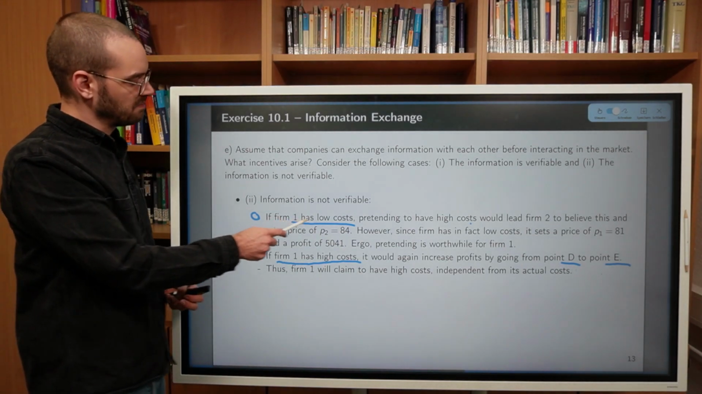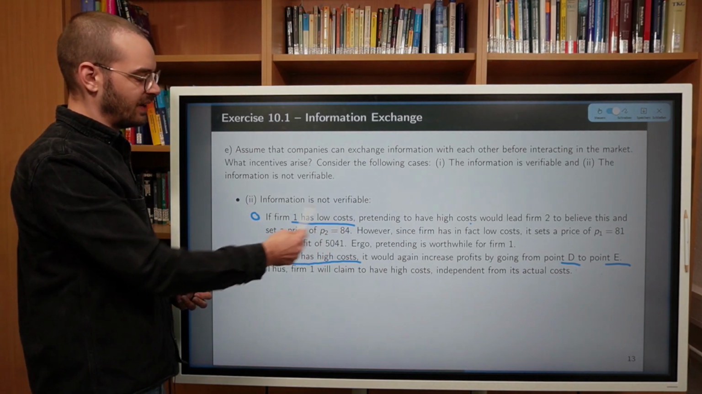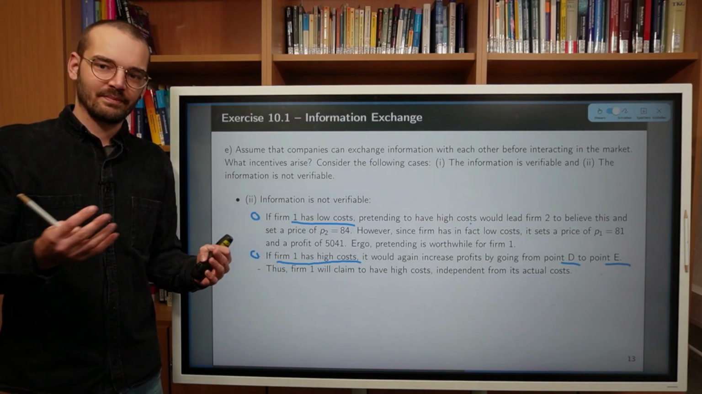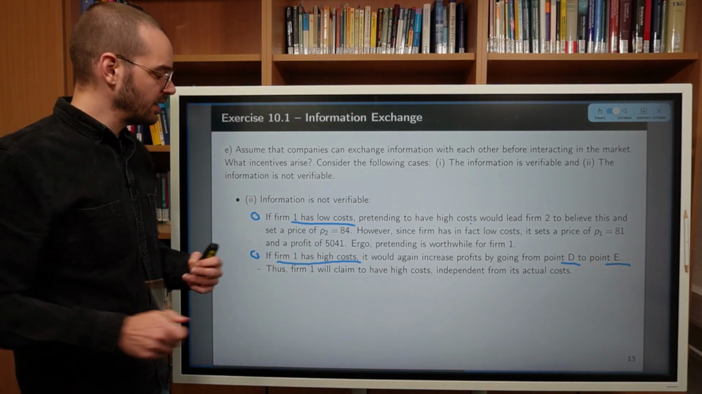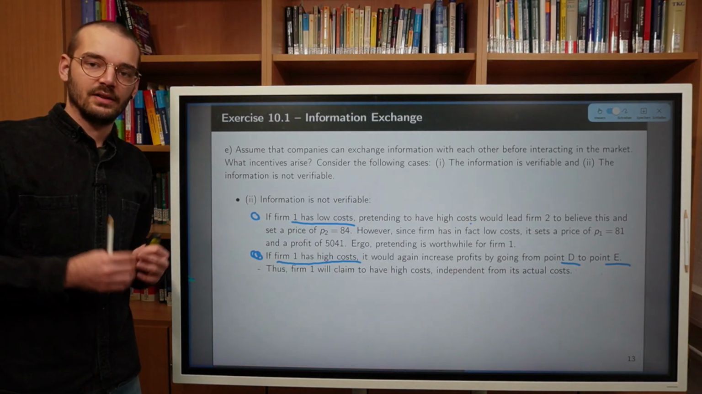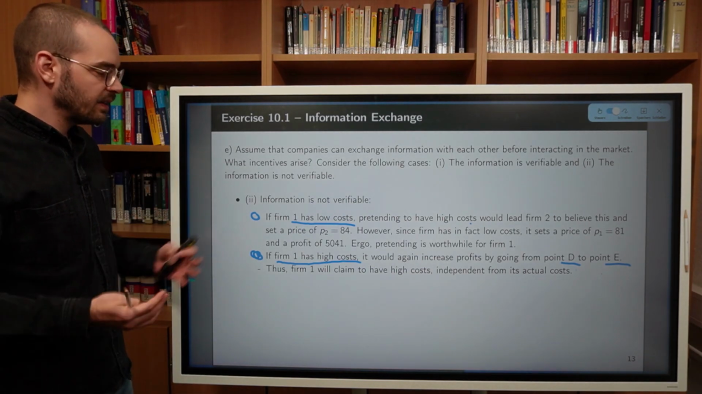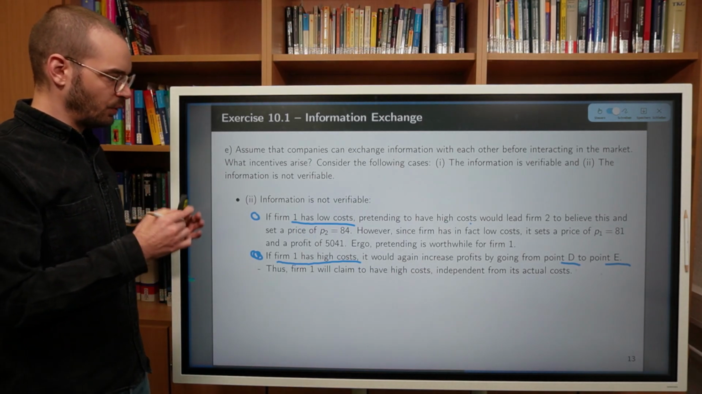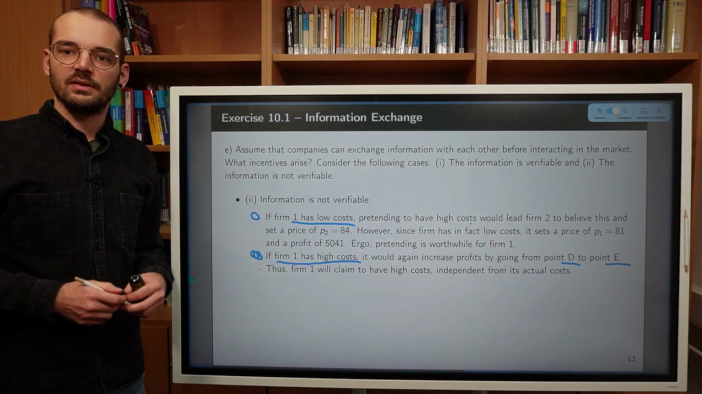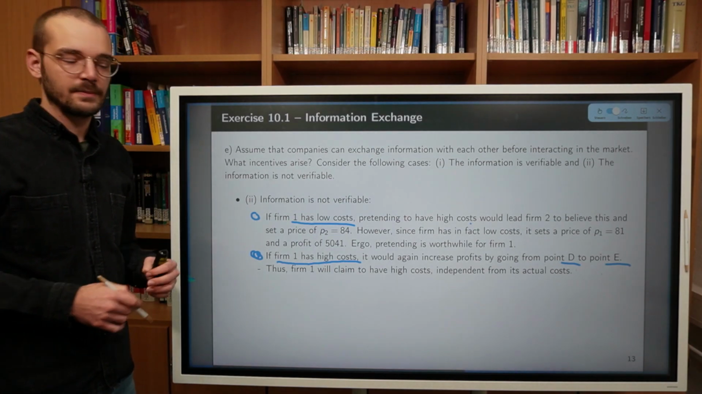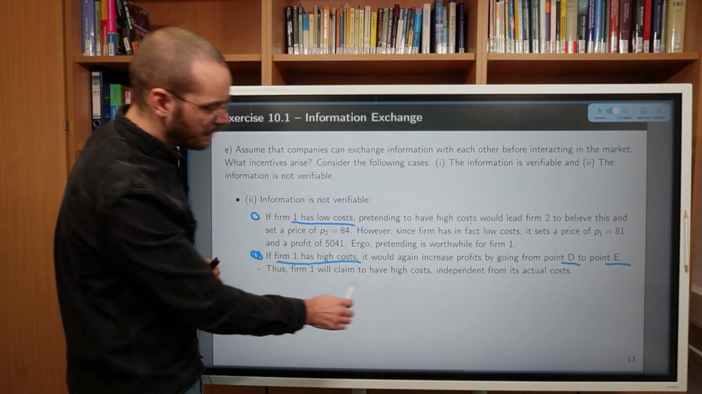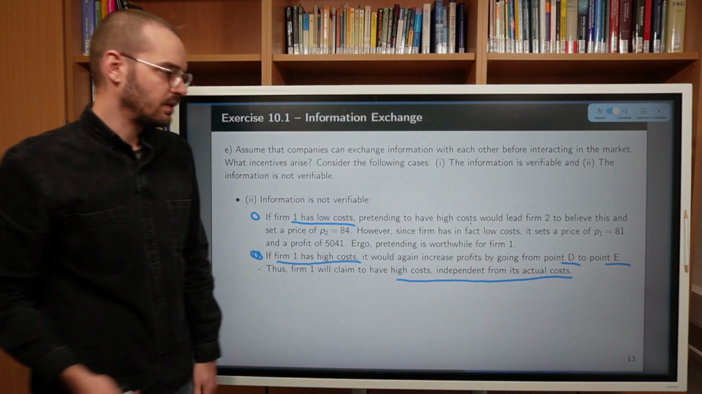In this part, simply lying in order to enforce a price-setting behavior of the firm 2 that is increasing profits of firm 1, and in this case by actually removing uncertainty and thereby increasing the profits of firm 1. Either way, in both of these scenarios, no matter what the true actual costs of firm 1 are, it always has an incentive to claim high marginal costs. Yeah, and that's exactly what's written here. Firm 1 will claim to have high costs independent of its actual costs.